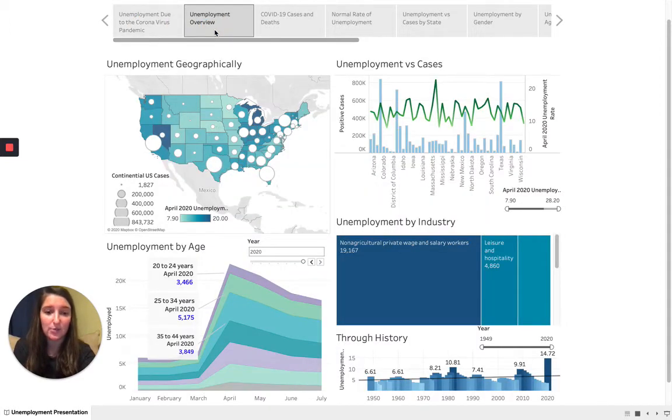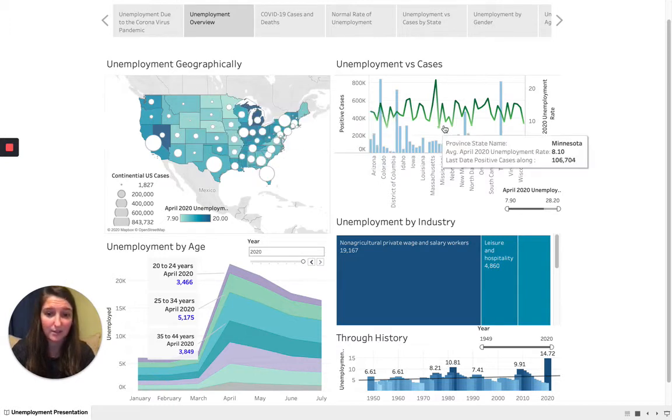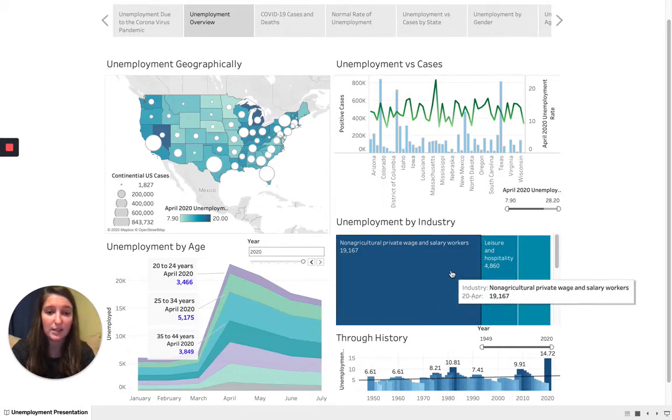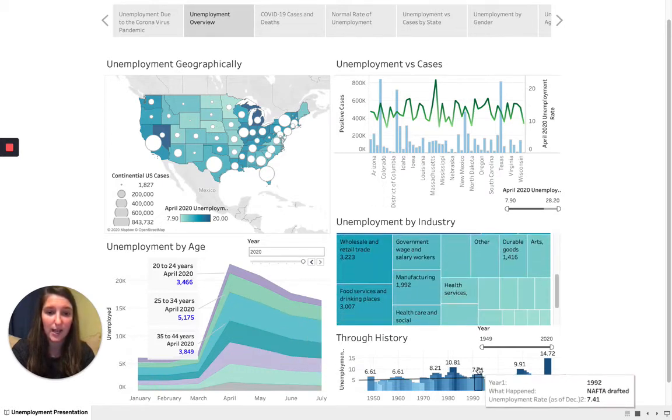This overview shows a preview of what we'll be examining and the type of analysis I'll be conducting. We will explore the type of unemployment by geography, in relation to the number of cases in each state versus their unemployment rates, by demographic, by industry, and across United States history.